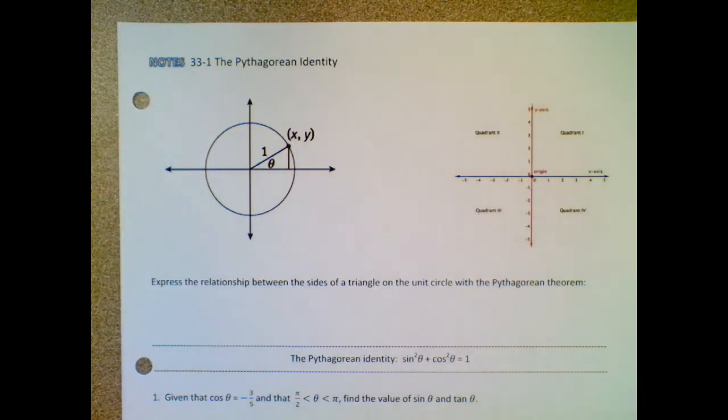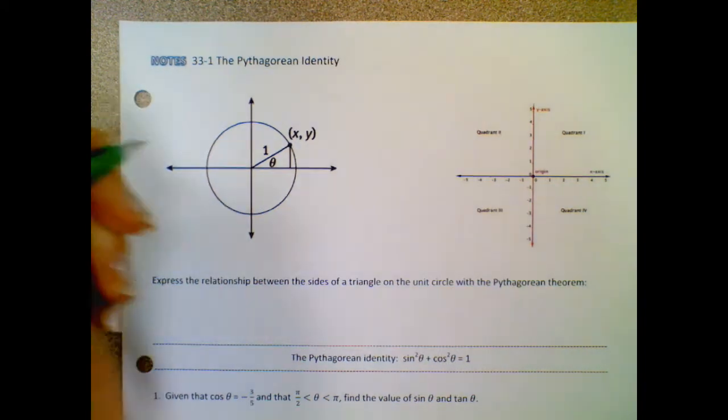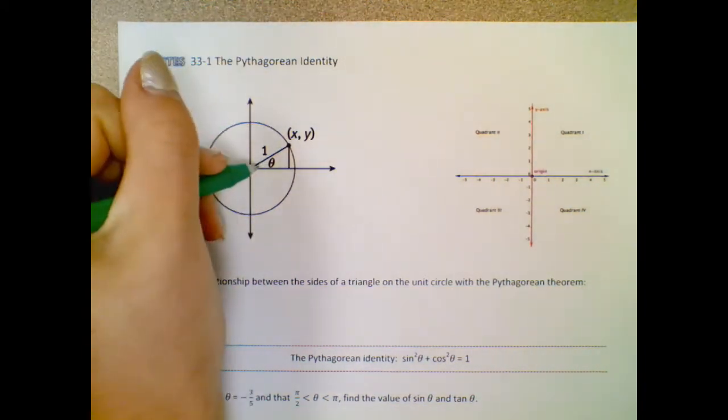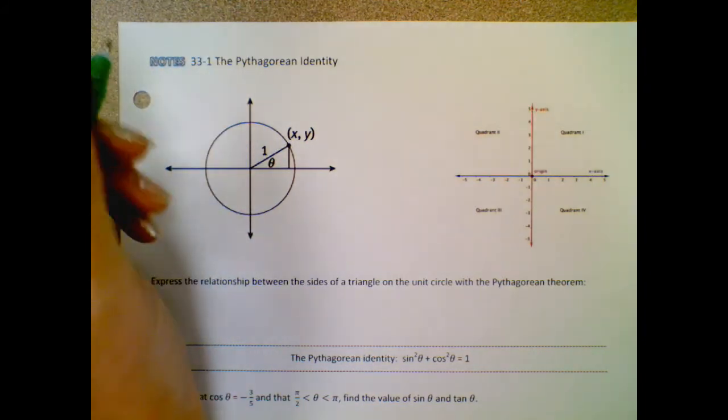Hello everybody. Today we are going to do section 33.1, which is the Pythagorean identity. Okay, just a few things that we need to talk about before we go into solving these trig functions down below. First of all, remember those special right triangles that we went over in the last section?